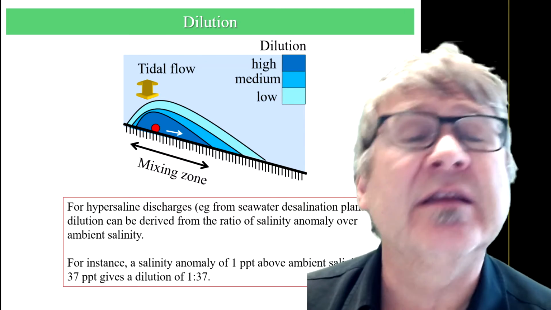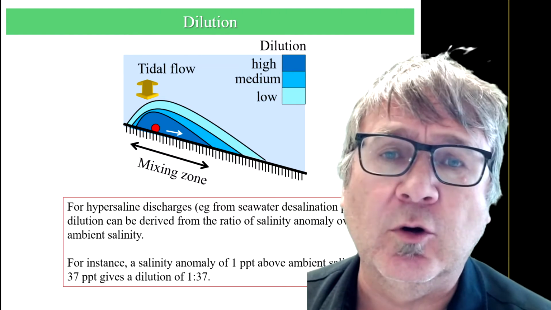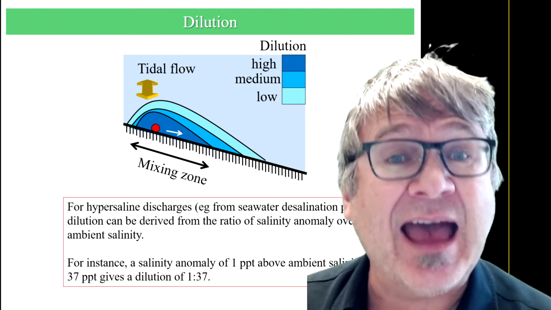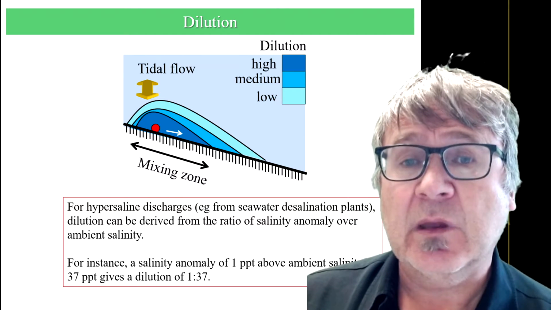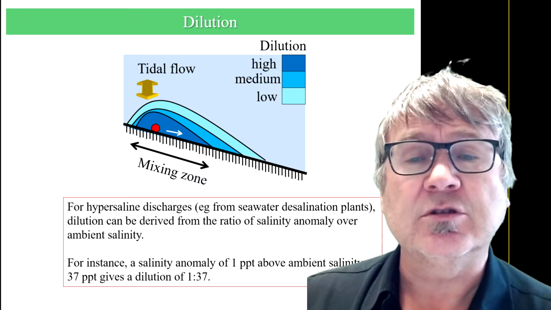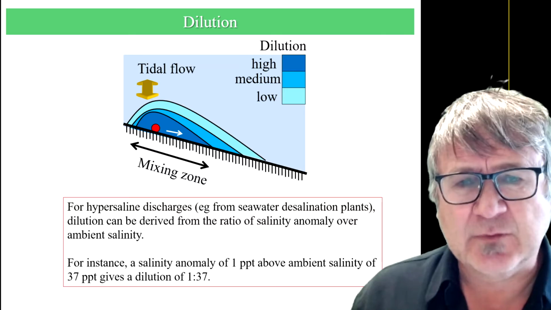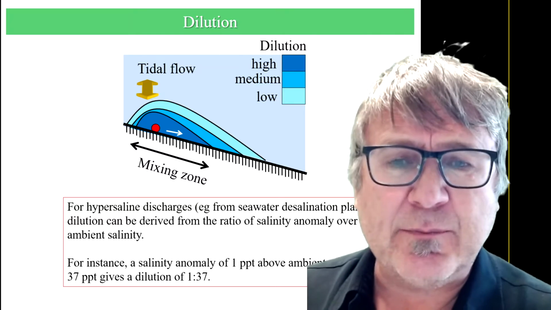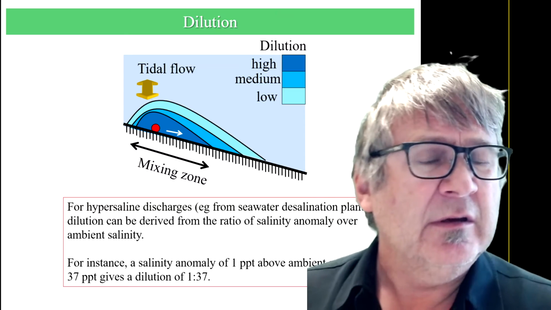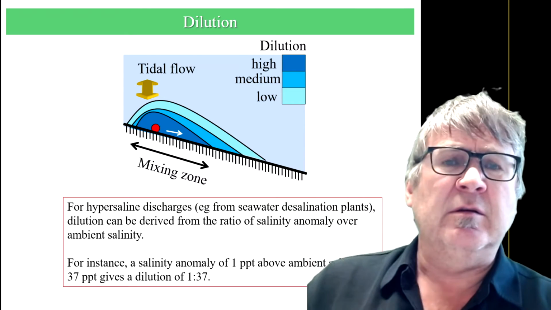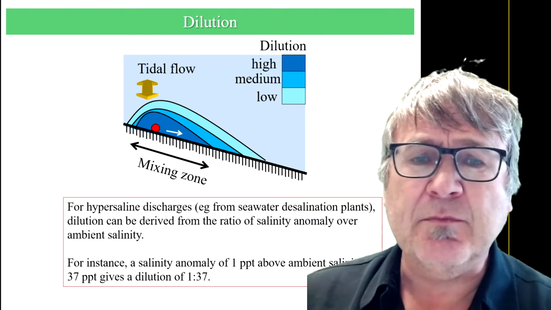Hypersaline water, where the salinity is often about twice that of seawater. Okay, it's a highly concentrated brine solution. So what can happen if you do that? We talk about that on the next slide. So what is the pollutant? Why does it matter?